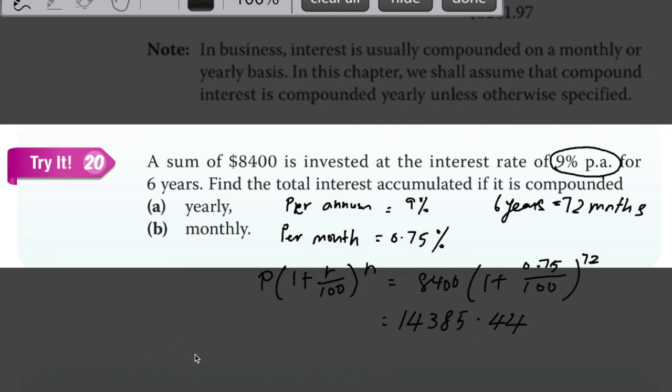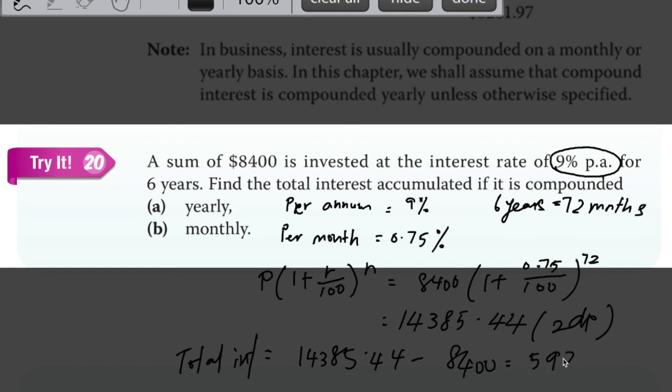So total interest: 14385.44 minus away. Okay, sorry, I forgot this. Minus away 8,400. You're going to get 5985.44.